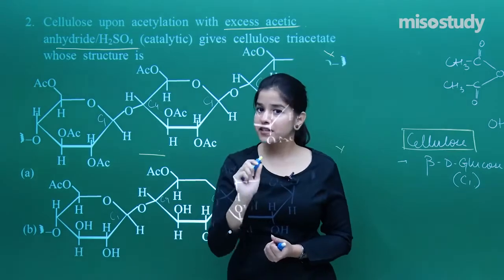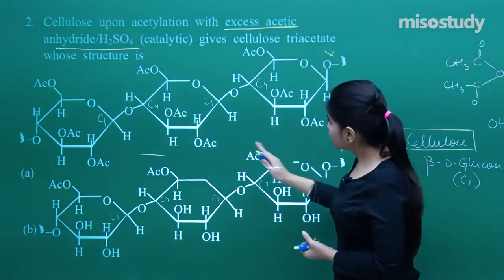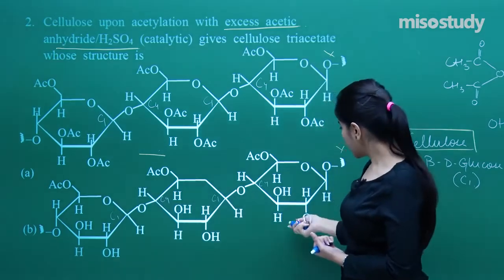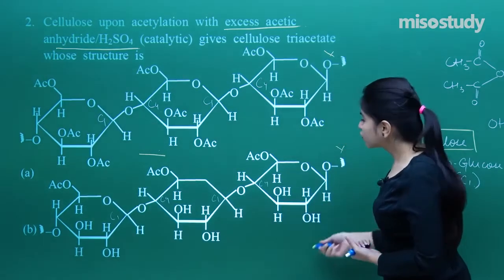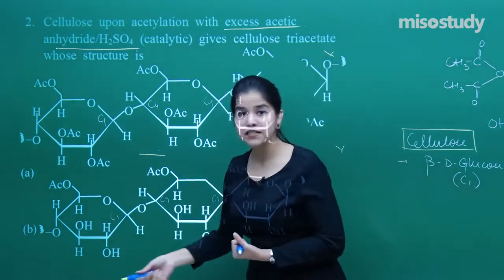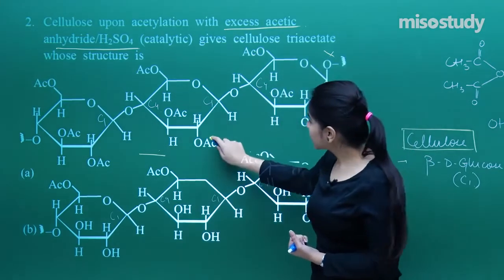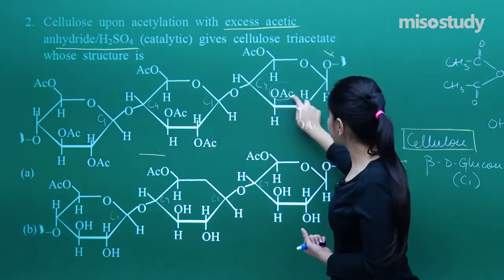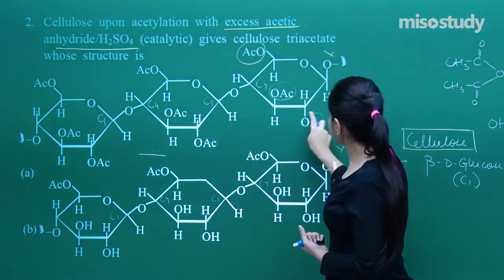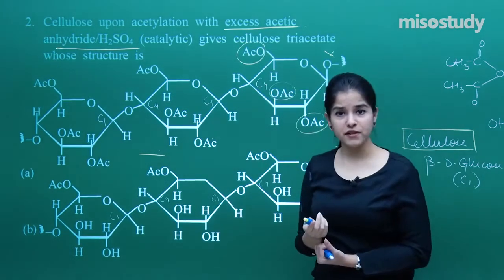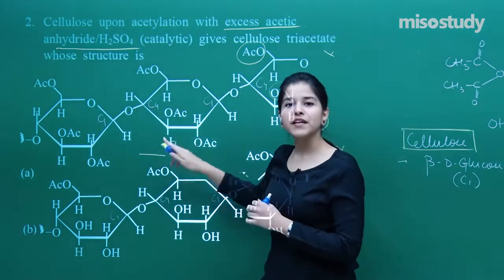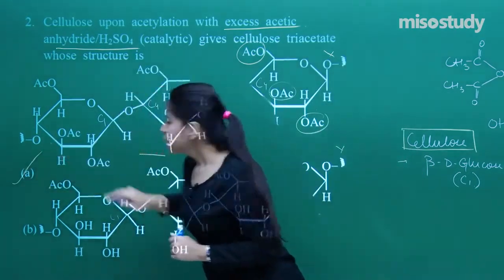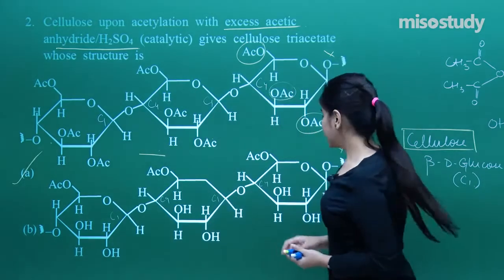I hope everybody is getting the reaction. So I need to choose the structure having maximum OAc. Here you can see most of the OH have remained unreacted, and over here you can see all the OH are replaced by OAc groups. I hope that is clearly visible. So that means this is the correct option. I hope everybody has followed. So A is the correct option over here.